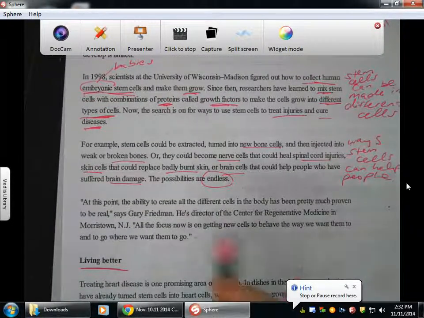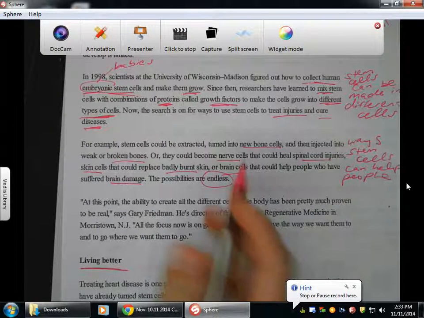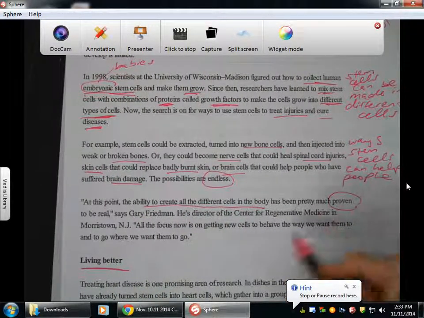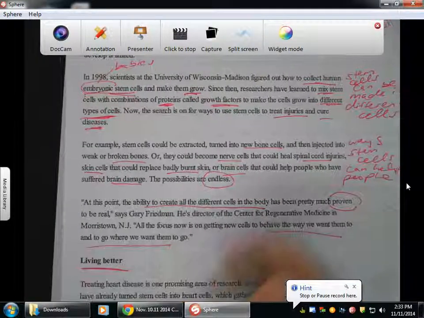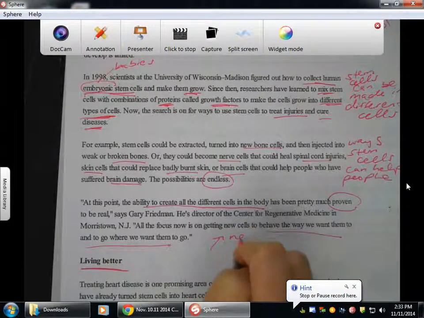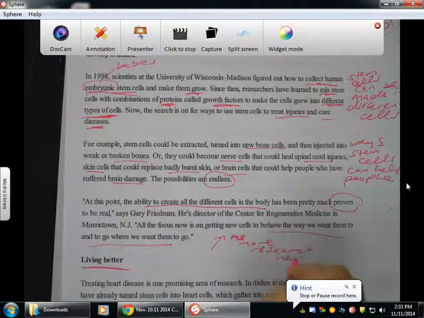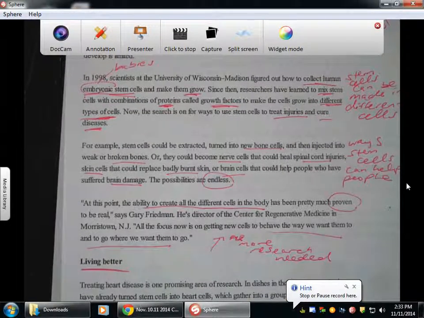So at this point, the ability to create all the different types of cells in the body has been pretty much proven to be real, through Gary Friedman. He's director of the Center for Regenerative Medicine in Morristown, New Jersey. All the focus now is on getting new cells to behave the way we want them to and go where we want them to go. So it looks like the ability to create different cells in the body is pretty much proven, but this talking about where they need to go means it looks like we need some more research needed on this topic. Okay, so that's all I'm going to sample for you as far as annotation.